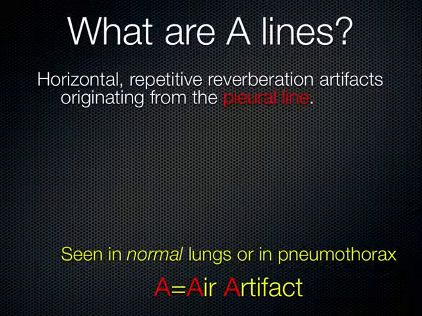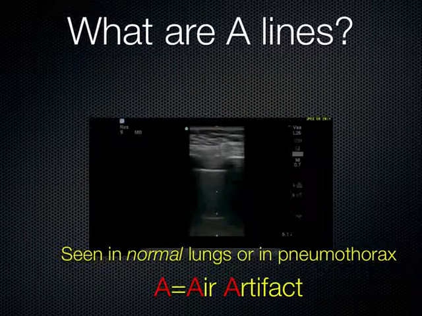Okay, now we're going to move on and talk about infections in the chest. And recall that there's something called an A-line. An A-line is just that horizontal repetitive reverberation artifact that originates from the visceral-parietal pleural interface. And that's what we see here.